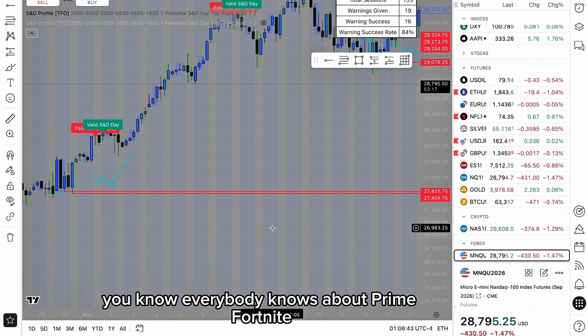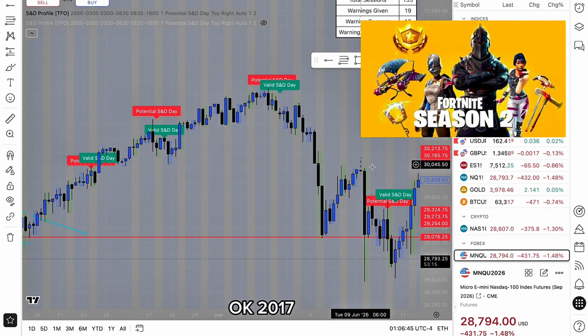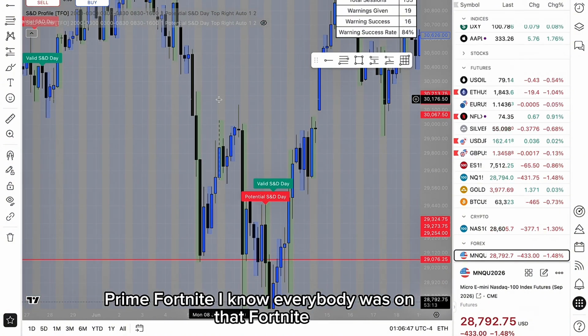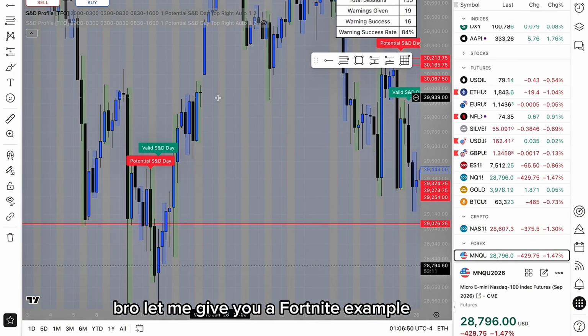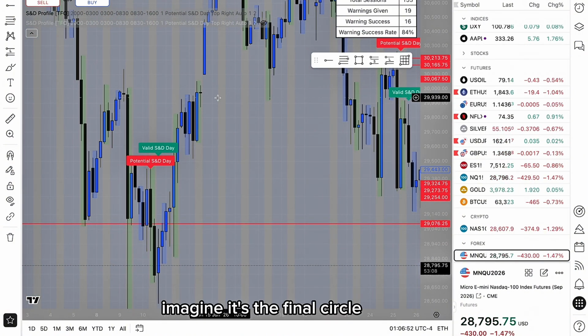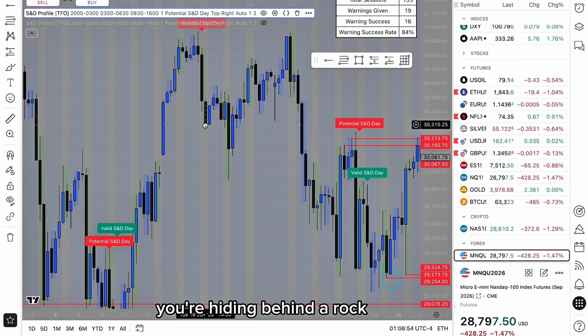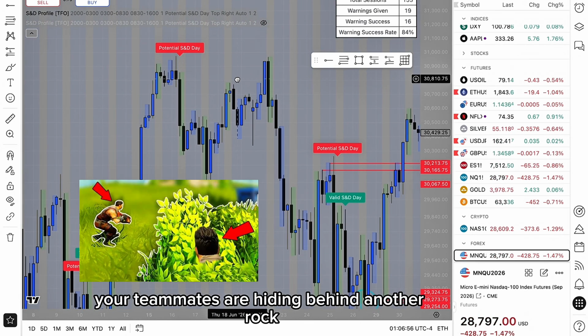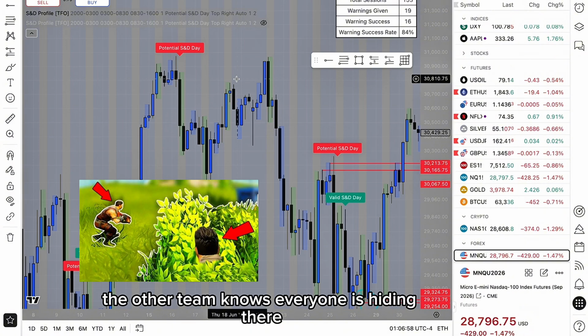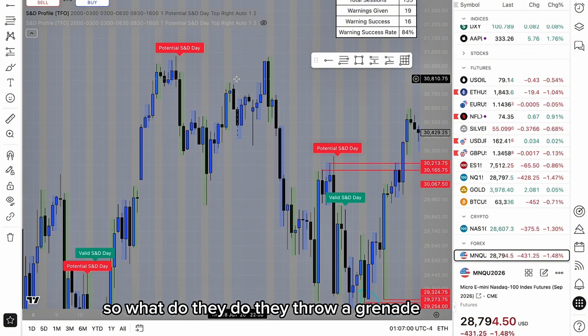All right, so if you guys need this in simpler terms, for people who are genuinely slow, everybody knows about Prime Fortnite, 2017. I know everybody was on that Fortnite, bro. Let me give you a Fortnite example. Imagine it's the final circle. You're hiding behind a rock. Your teammates are hiding behind another rock. The other team knows everyone is hiding there. So what do they do? They throw a grenade.